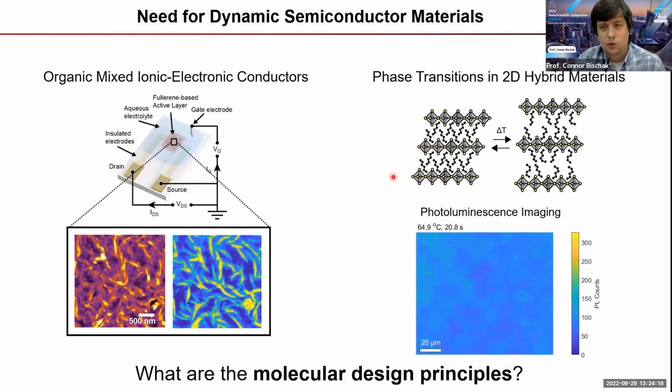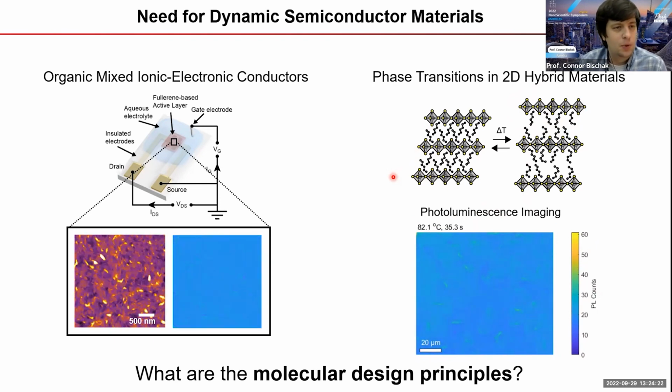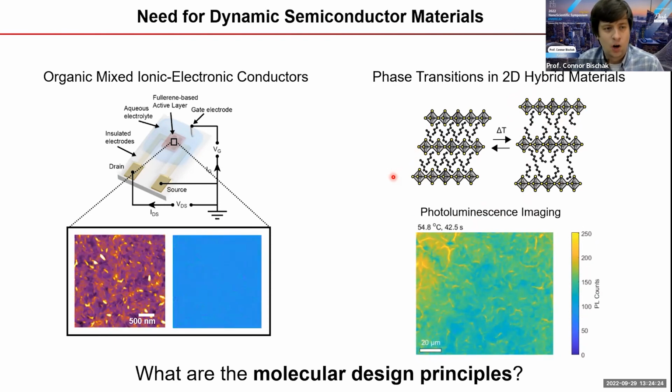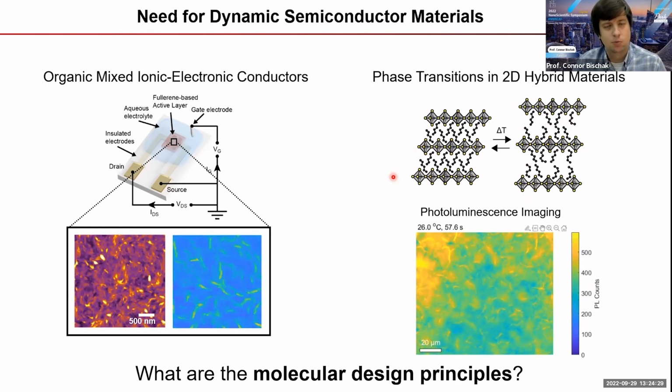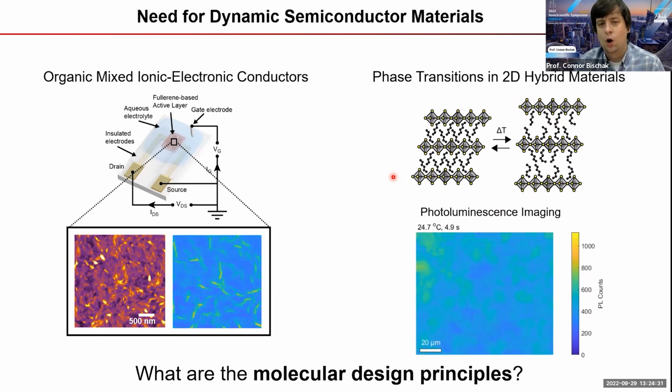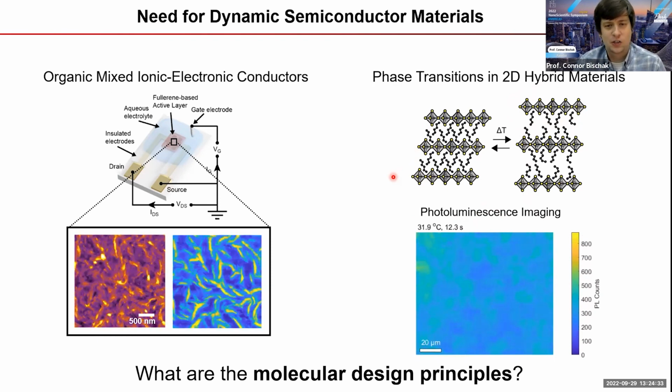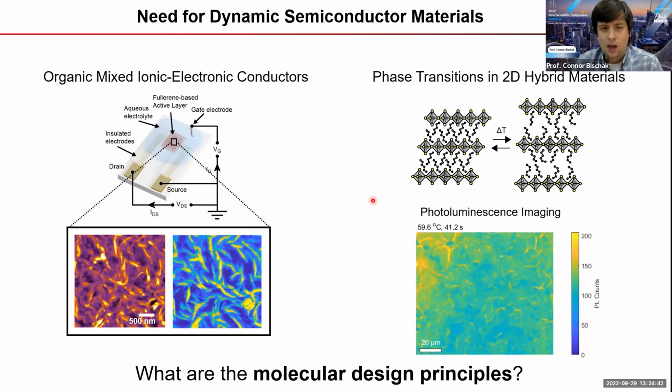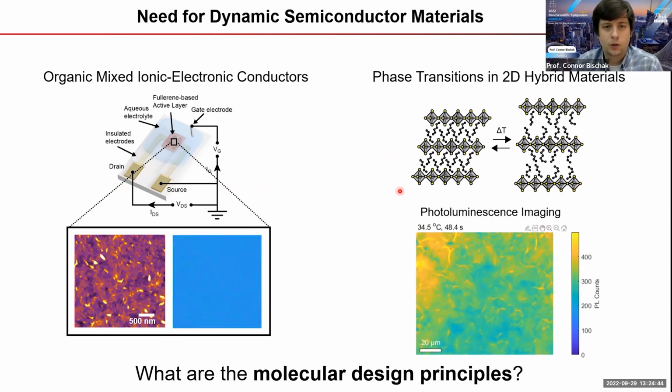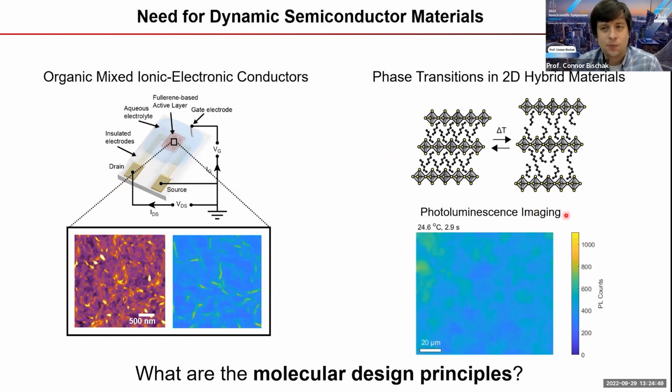And for both of these systems, what we're really interested in is asking what are the molecular design principles. And so our philosophy is really, once we understand how these dynamic systems behave, then we can start to think about what kind of systems will work best for which applications. And so if we want to do bioelectronics, which materials can interface with biology most easily. And if we're interested in phase transition materials, we're looking at materials that can store things like heat.